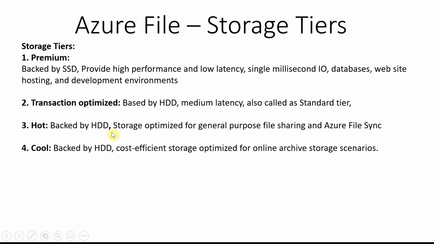Hot, again, is backed by HDD. The purpose is general purpose file sharing. If you're storing files and retrieving them on and off, then this should be sufficient for you. It is also backed by file sync. Cool is only for archive solutions. If you want to store files for archive purposes, then you can use Cool. That way you get a better cost advantage.